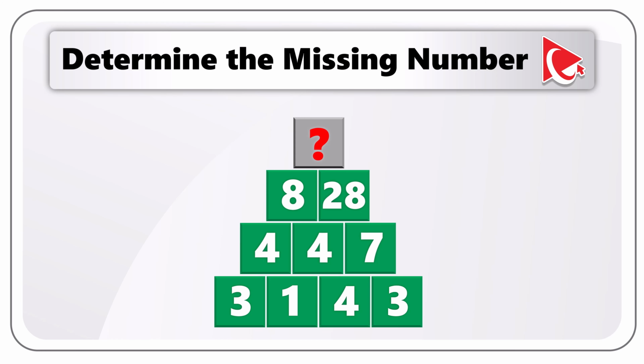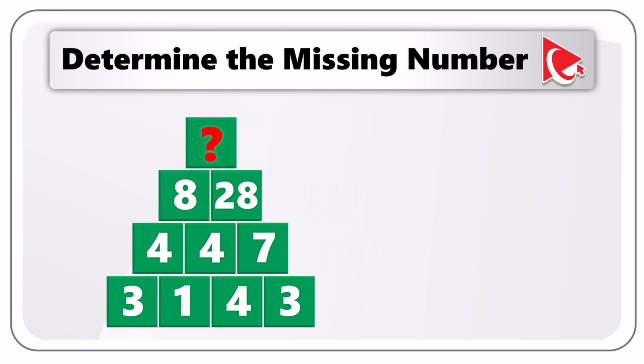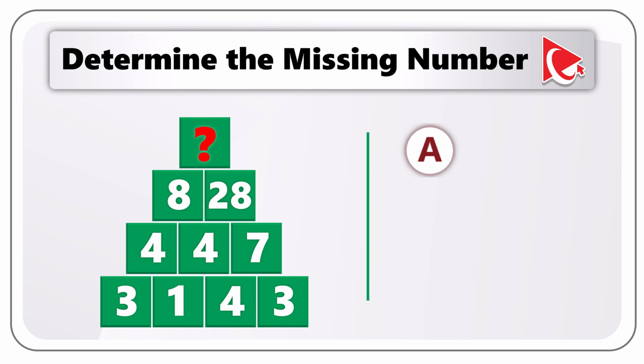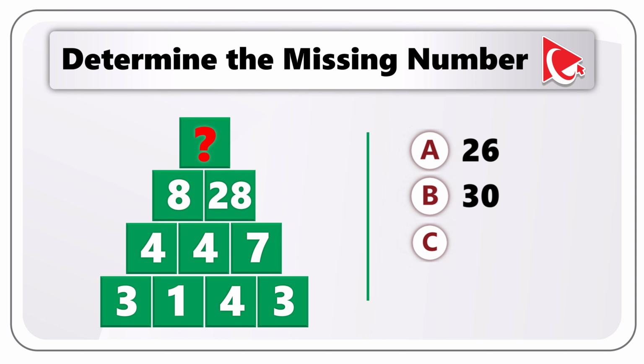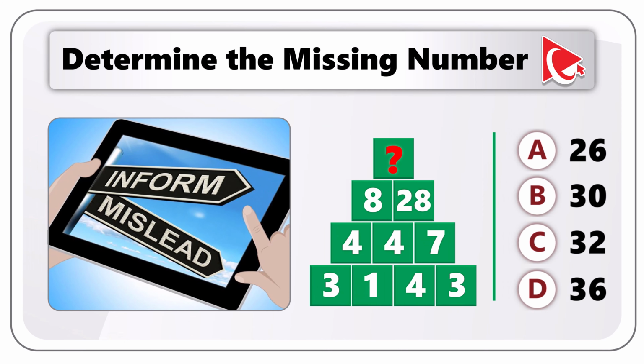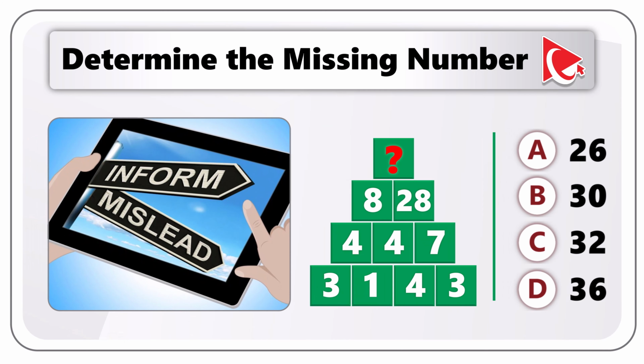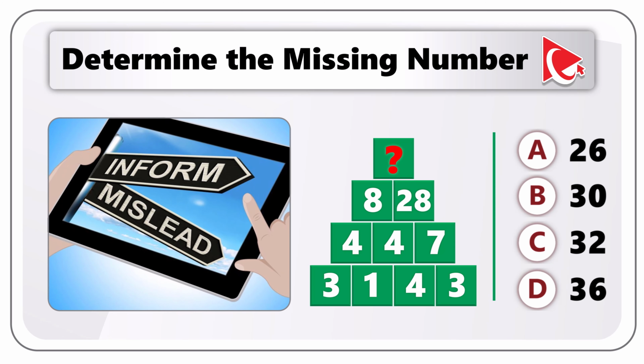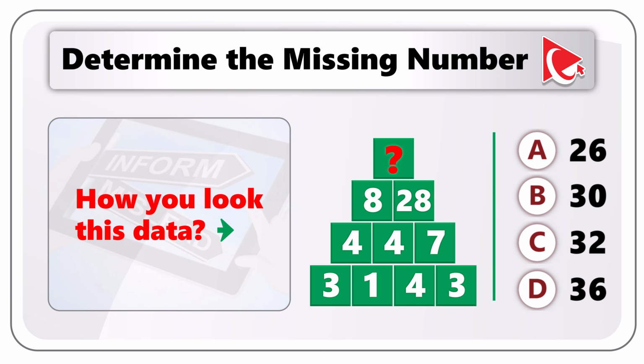You need to calculate the missing number and select it out of 4 possible choices. Choice A, 26, choice B, 30, choice C, 32, and last but not least, choice D, 36. Let me give you a hint. Consider that I might be trying to mislead you by the way I present the information. Maybe there is another alternative look at how you can look at this data.